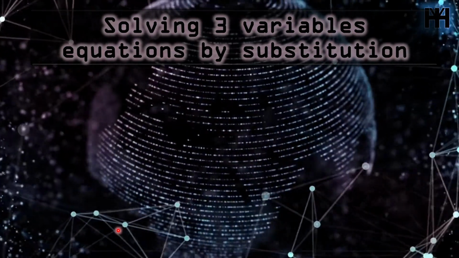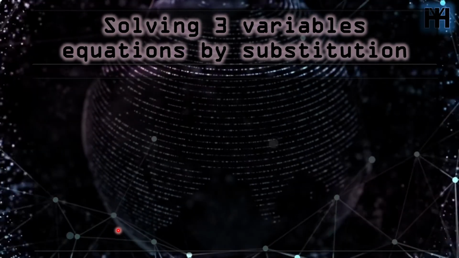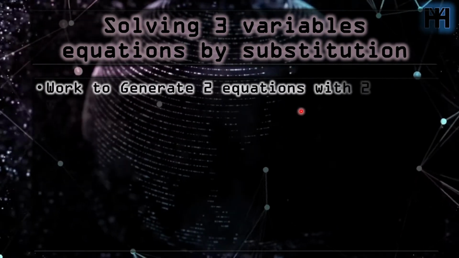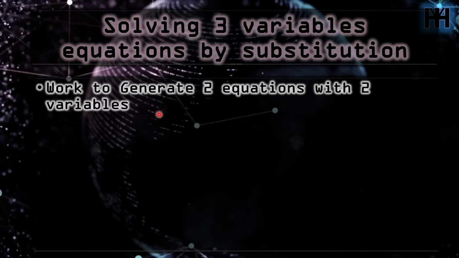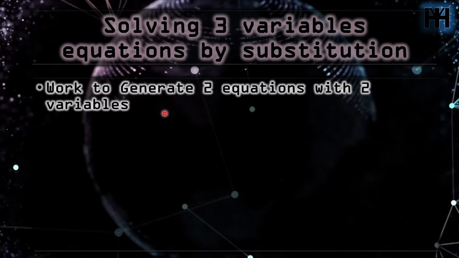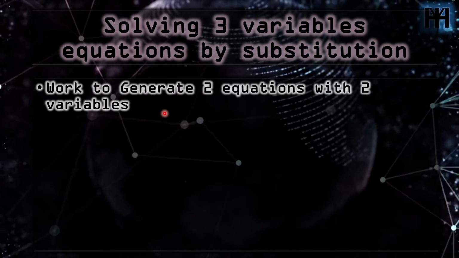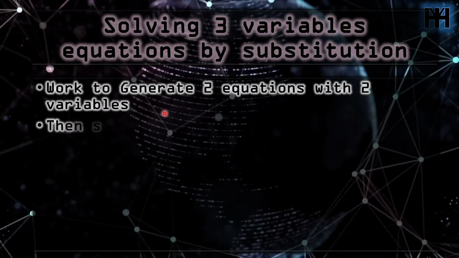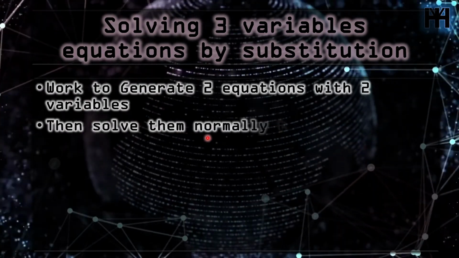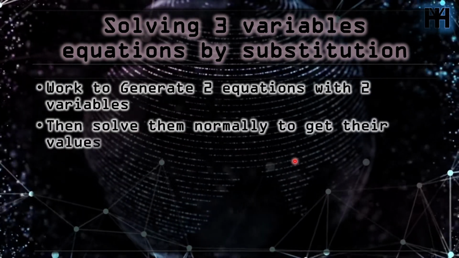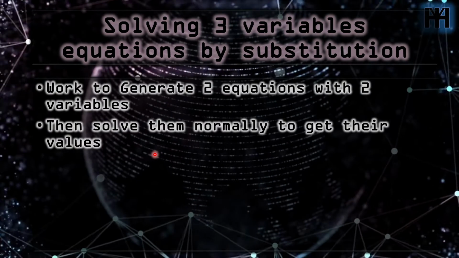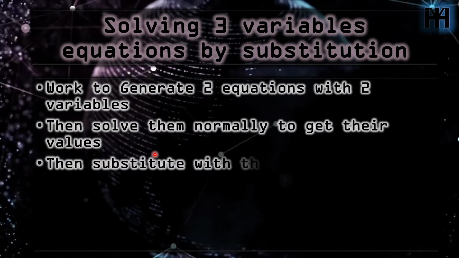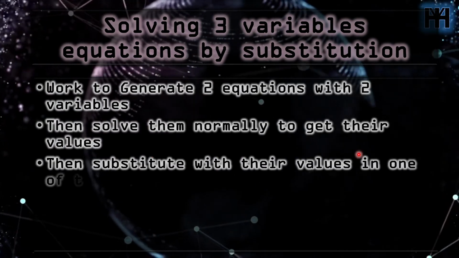Solving 3 variable equations by substitution. Work to generate 2 equations with 2 variables only. It means that we will work on eliminating one variable and keep these 2 equations without this variable. Then solve them normally to get the values of their variables. After that, you can just substitute into the first equation.